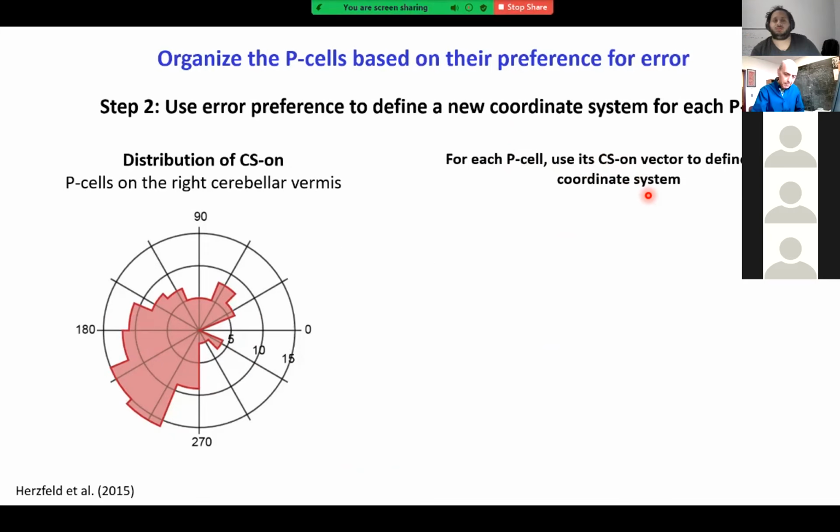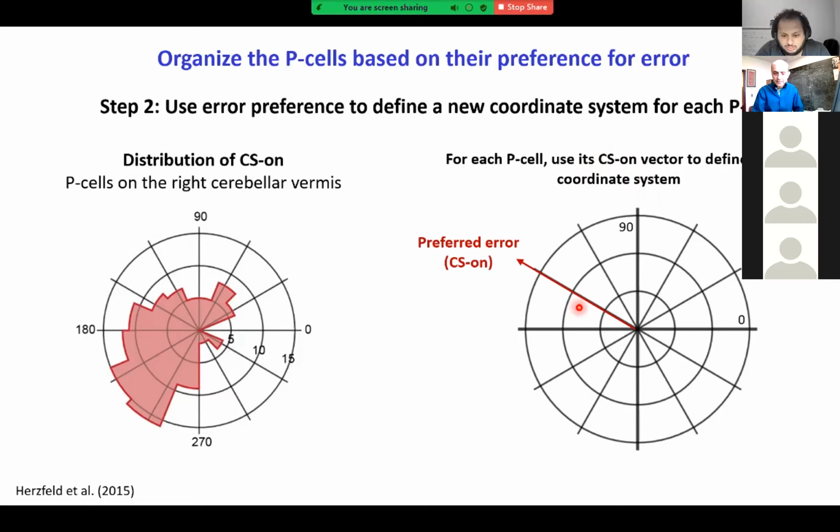What do you mean by that? So suppose there's a Purkinje cell that cares about leftward errors. That's the direction of CS. Now you present a target like this at 45 degrees. Well, why do you call this 45 degrees? Well, because we have this arbitrary thing that we say 0 is here, right?